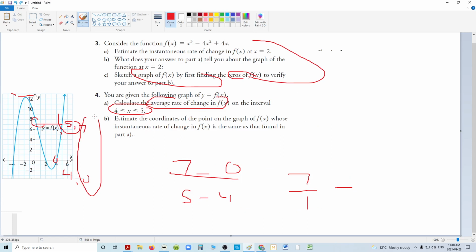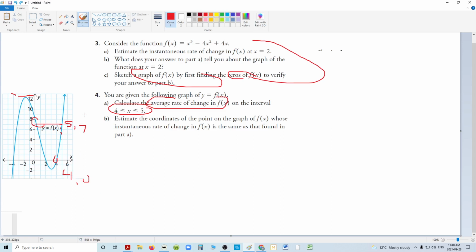You can also, to get that idea of the slope, just take a line and draw it through the points that you think, and then you can use any squares here to construct a right angle triangle to get a better, more accurate measurement of the slope of that secant. Estimate the coordinates of the point on the graph whose instantaneous rate of change is the same as that found in part A.